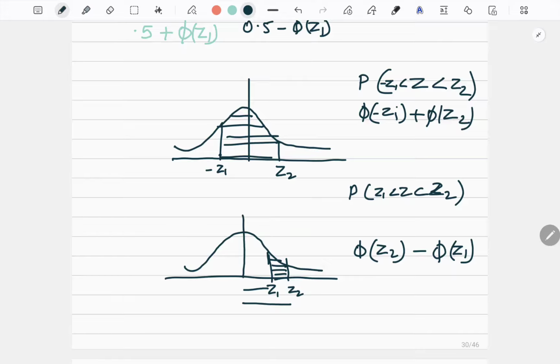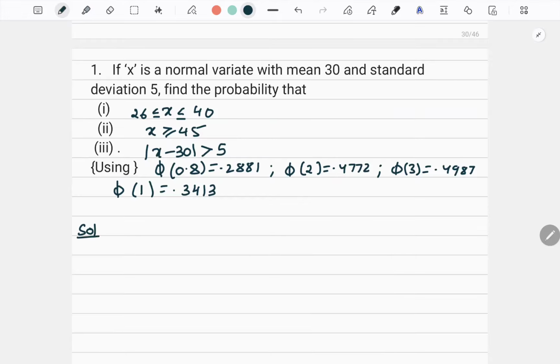Okay. So now look at the first question. If x is a normal variate with mean 30 and standard deviation 5, find the probabilities. Okay, fine. So let us start with the solution. They are saying x is a normal variate. Mean is 30 and standard deviation is 5. Now they are asking to find these probabilities.